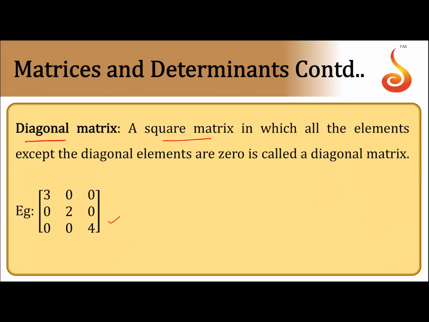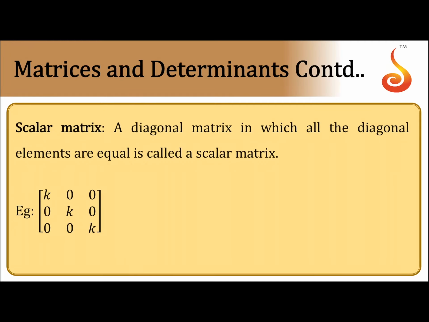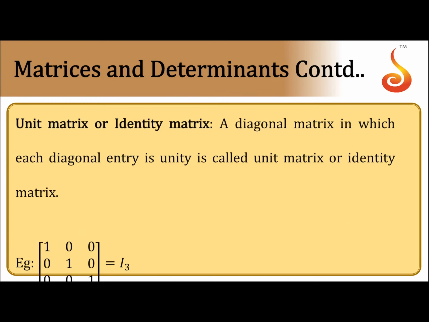And in this diagonal matrix, if all the diagonal elements are equal to a constant, then it is called a scalar matrix. So a scalar matrix is a diagonal matrix. And a unit matrix means specifically a scalar matrix where the constant value happens to be 1, and that is called the identity matrix.